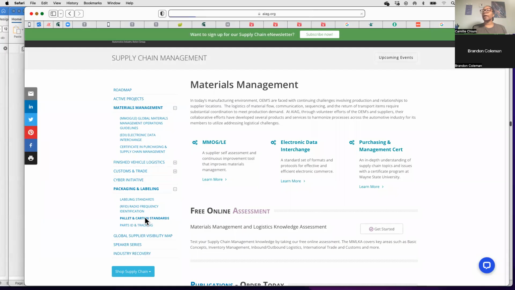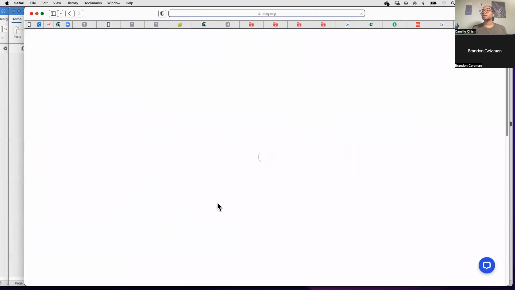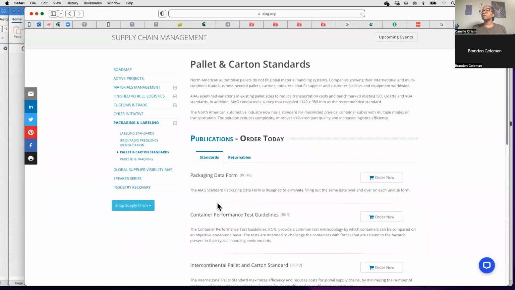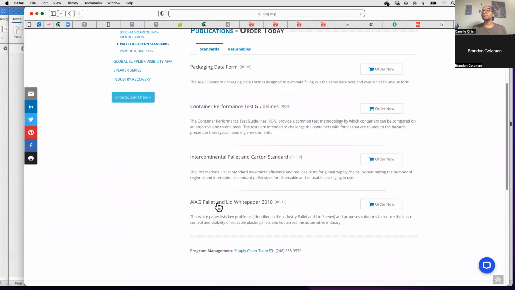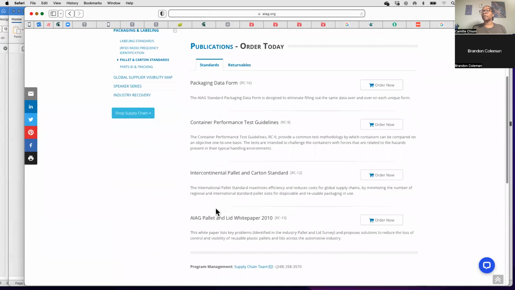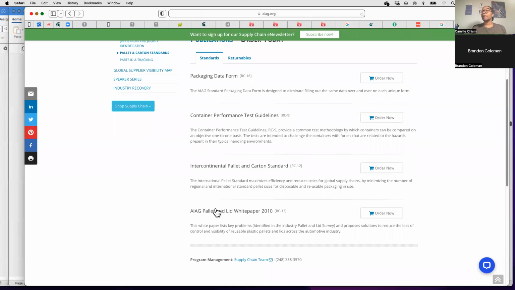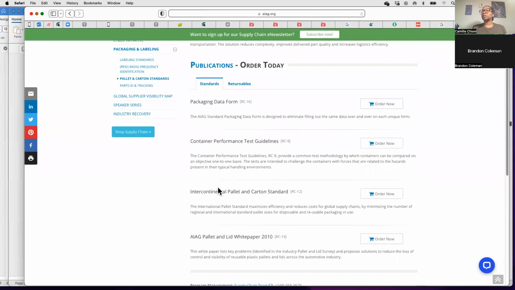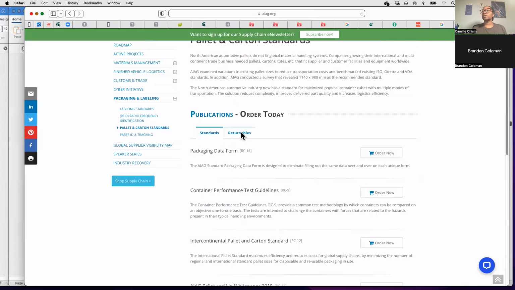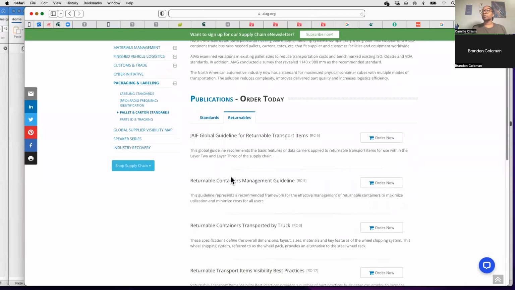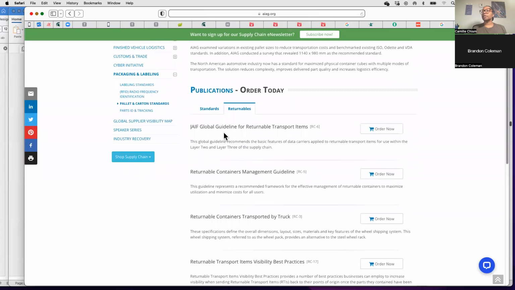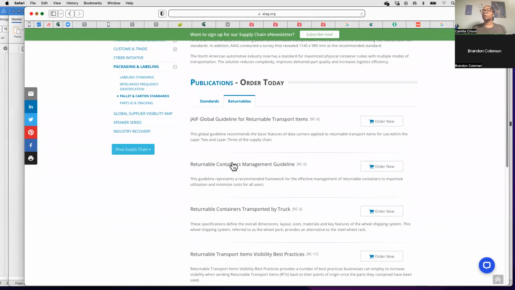So when you go into the pallet and carton standards, you'll see the 4 that I talked about already, mostly dealing with pallets. The RC9 is under there as well, so they'll have it in multiple places. They have some more for returnables. This is an international standard for returnable containers.